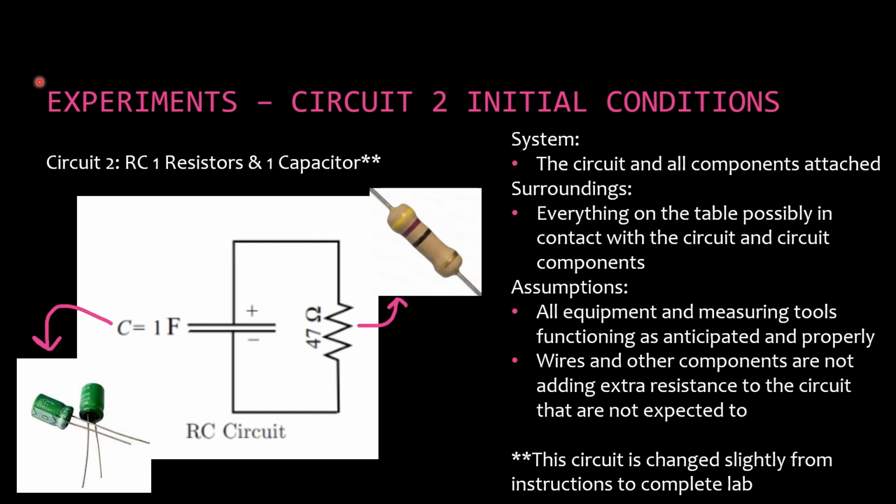Now for circuit 2, this was the RC circuit, with 1 resistor and 1 capacitor. The system and surroundings and assumptions all remained the same. The only thing that's different is that this circuit then got changed to actually solve and experiment what we wanted in the lab. But the original circuit was a 1 farad capacitor and just 1 resistor, and the battery source, which is the same from the previous circuit, would just be hooked up when we wanted to charge the capacitor.